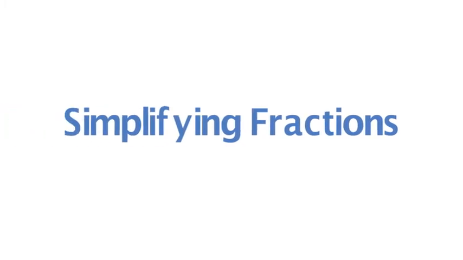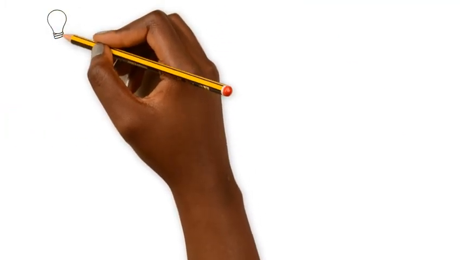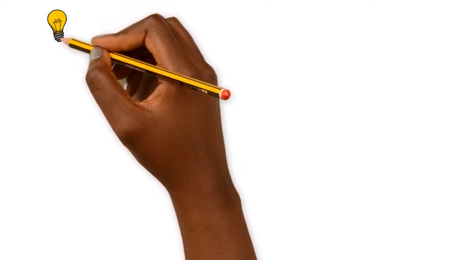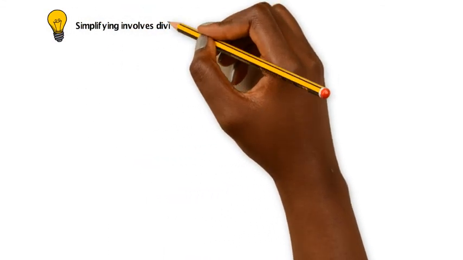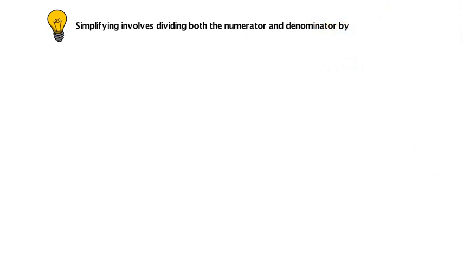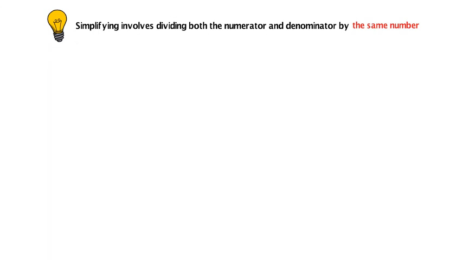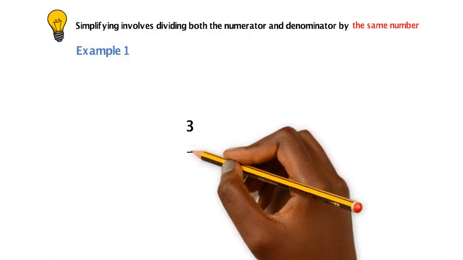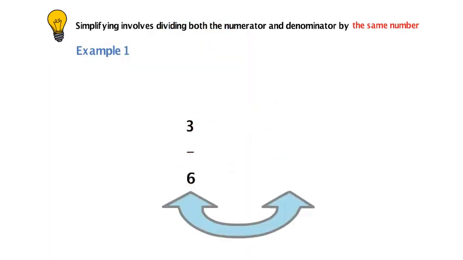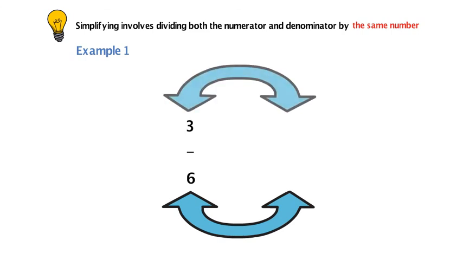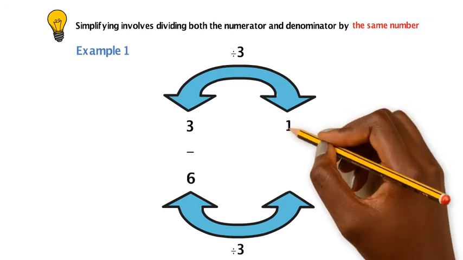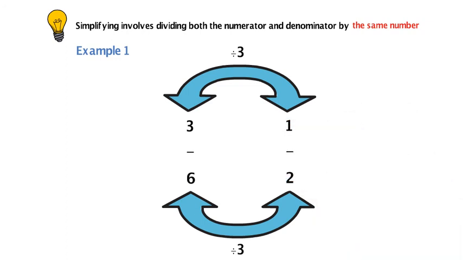Simplifying fractions. Notice that simplifying involves dividing both the numerator and the denominator by the same number. Example 1, you have 3/6. If we divide 3/6 by 3, both the top and the bottom, you end up with a half. So you make it simpler.